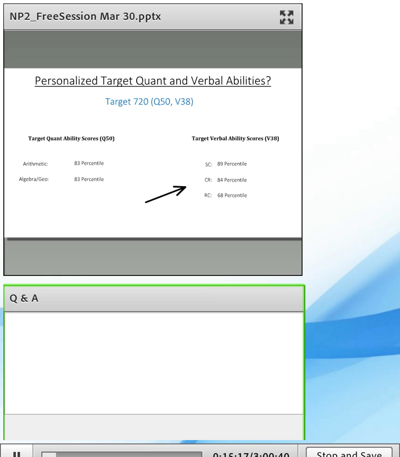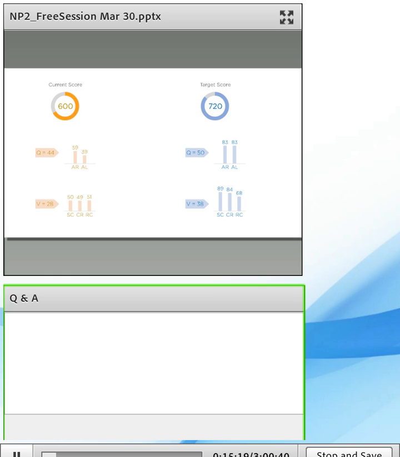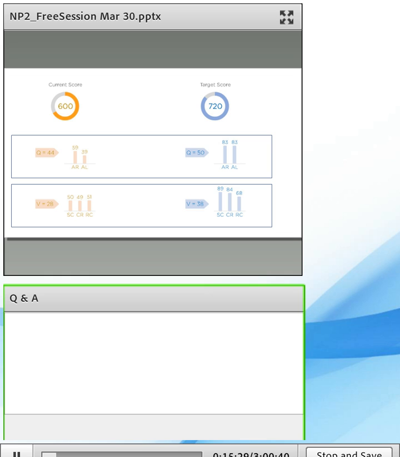So when that happens, your GMAT journey is from these starting abilities over here in Quant to these target abilities in Quant, and these starting abilities in verbal on the bottom left hand corner to these target abilities in verbal. So you want to go from a 50 percentile in SC to an 89 percentile in SC, a 49 percentile in CR to an 84 percentile, and so on and so forth. So these are 5 neat journeys.